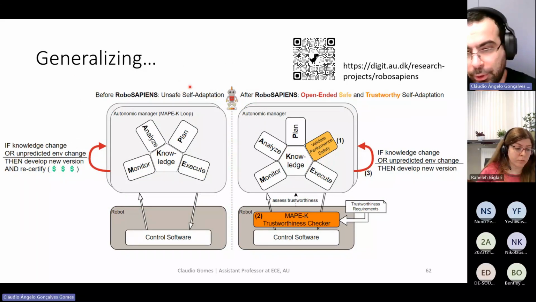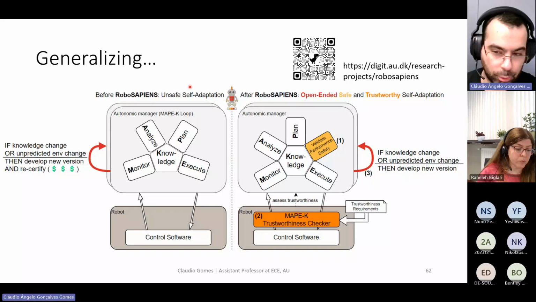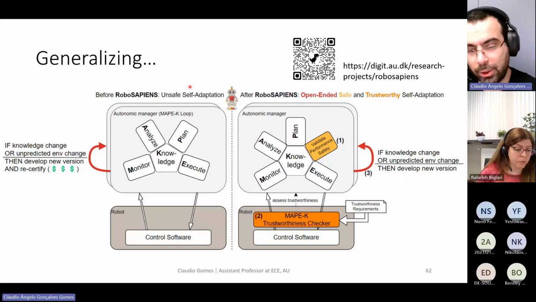This is where we currently have a project precisely looking at this part of safety regarding our adaptation loops. So we have a strong link with the MAPE-K architecture and self-adaptive systems.